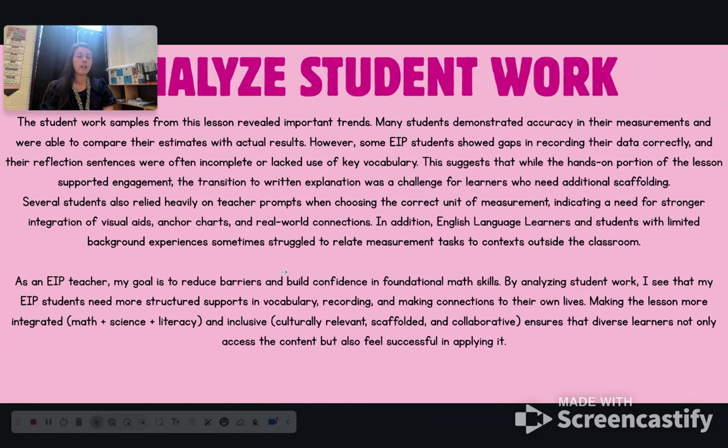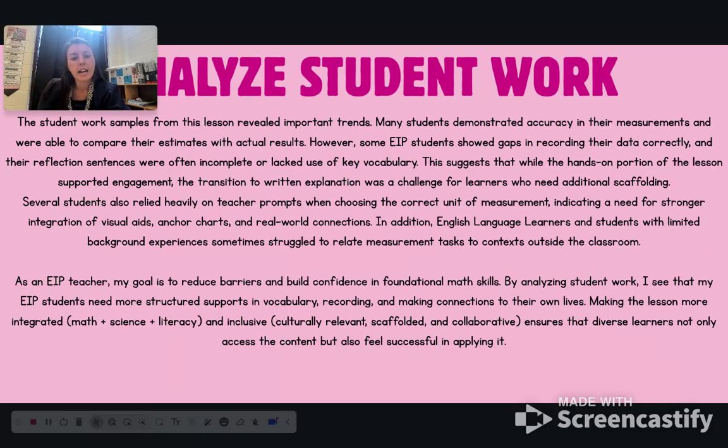and their cultural relevance. So the student work samples from the lesson revealed important trends. Many students demonstrated accuracy in their measurement, and they were able to compare their estimates with actual results. However, there's always going to be some gaps in the EIP classroom. So there was a little bit of gaps in recording their data correctly, and their reflection sentences were often incomplete, or they might have lacked a little bit of use of the key vocabulary. So this suggests that while the hands-on portion of the lesson supports engagement, the transition to written explanation was a challenge for my learners who needed just some additional scaffolding.